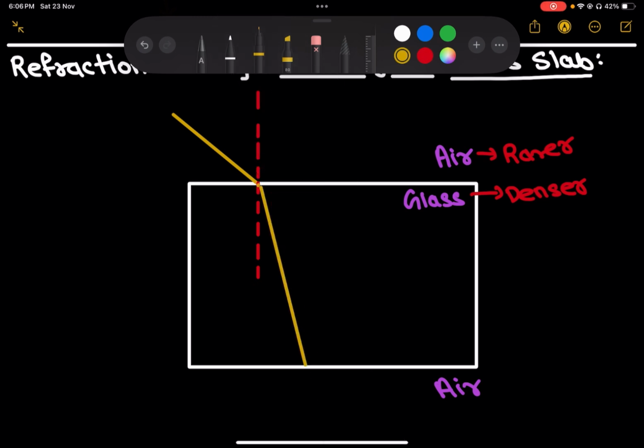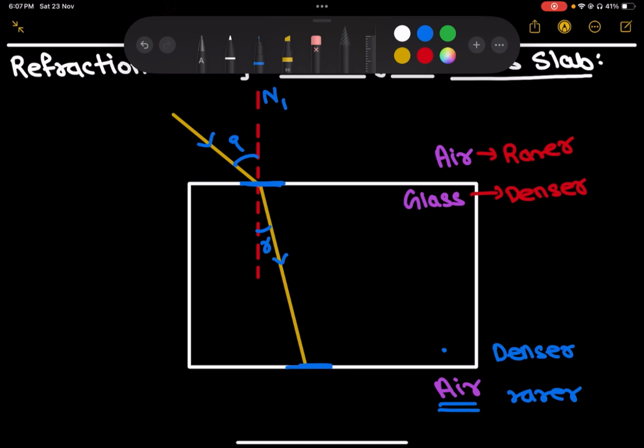So here, this is angle of incidence. This is angle of refraction. Understood? This is normal 1. Now, you have to understand that once refraction happened here, there will be one more refraction happening here. Now this is glass and this is air. So this is denser and this is rarer. So now denser to rarer.